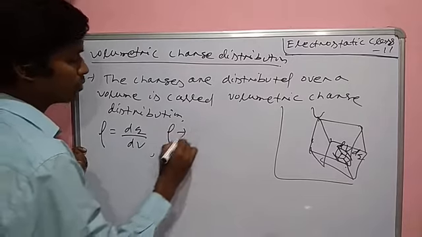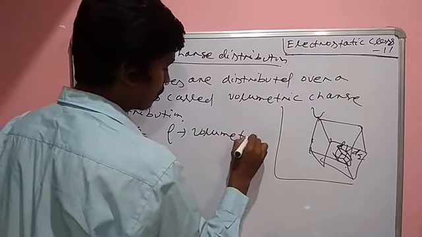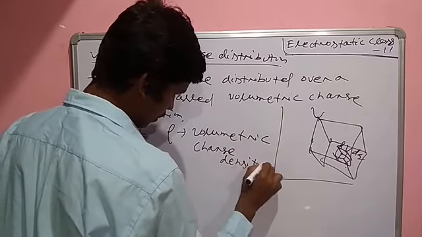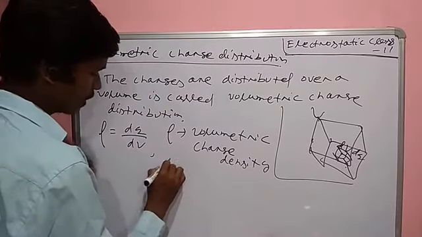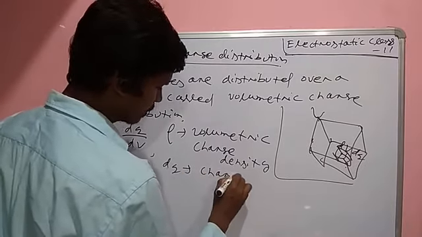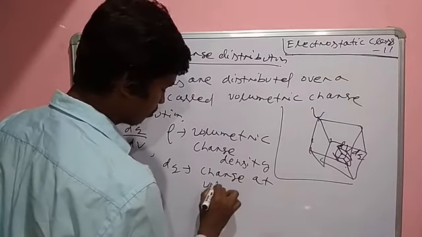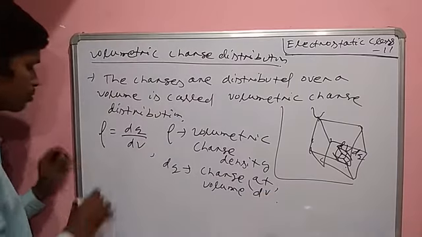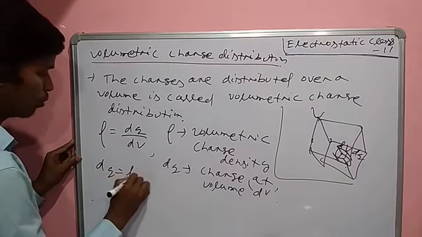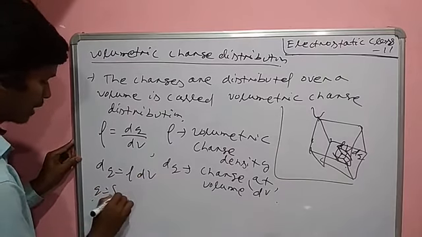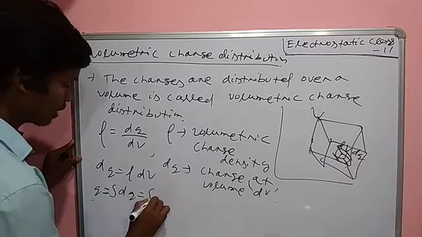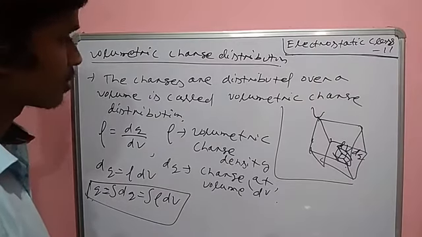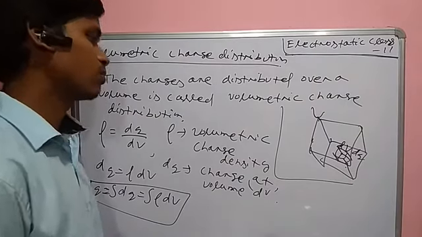That means rho is equal to the volumetric charge density. dQ means the charge at volume dV. So we can write dQ is equal to rho dV, or Q is equal to the integration of dQ, which is equal to the integration of rho dV. So we can write that this is the volumetric charge distribution. Yes or no?